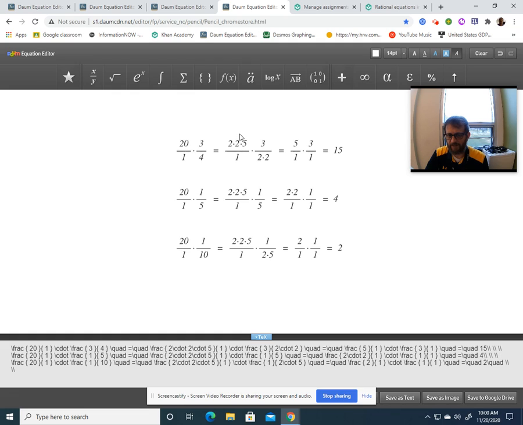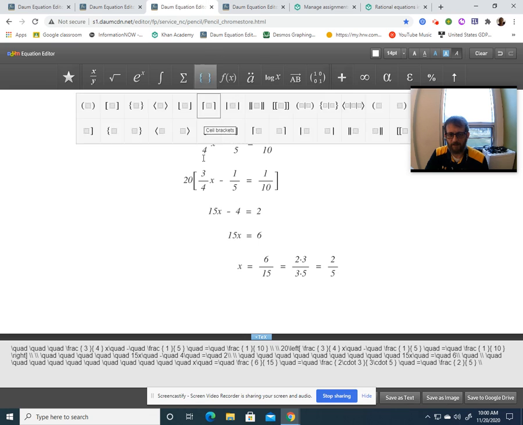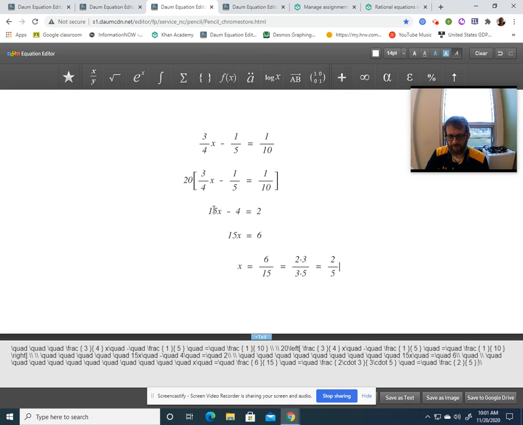Now, anything on the top and the bottom reduces to 1. It divides to give you 1. So the 2 and the 2 divide to give you 1. The 2 and the 2 divide to give you 1. And all you're left with is 5 over 1 times 3 over 1, which is 15. So that's why this becomes 15x. 20 times 3/4 is 15x.